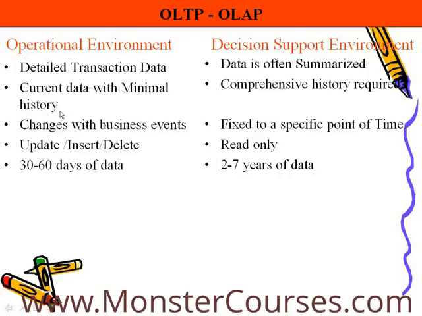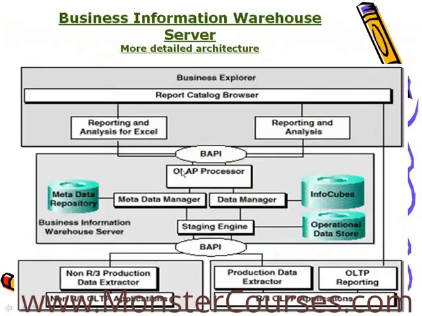At OLTP, the current data with minimal history, like 1 to maximum 6 months or 1 year of data, will be staged. But at the OLAP level, comprehensive history is required, like years of data available for generating reports. Changes with business events like insert, update and delete are possible at OLTP, whereas at the OLAP level it is read-only data. Mostly changes are fixed to a specific point in time. This is the basic difference between OLTP and OLAP systems.